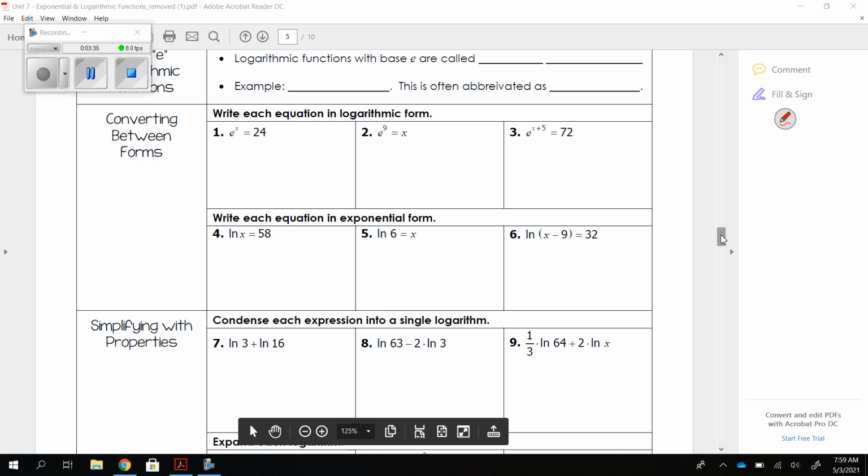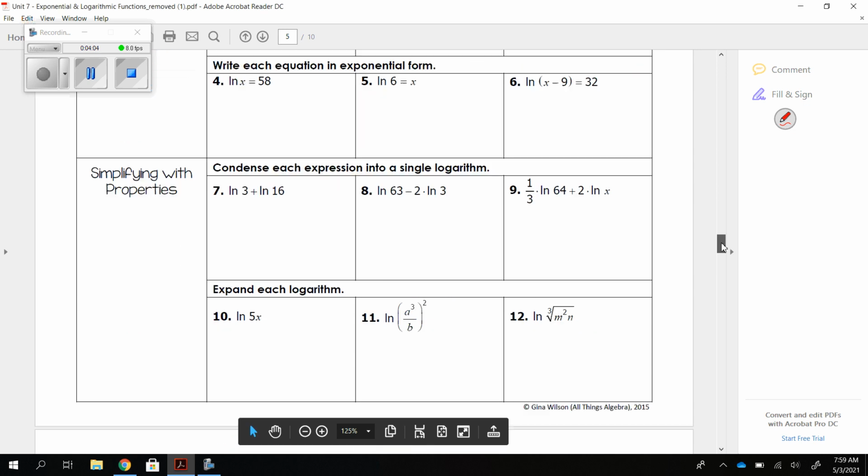Now for number 4, I'm just going to do number 4. We're going to go from log form to exponential form, so we're going to do the opposite. We see it's written ln of x equals 58. So rewritten, remember this means there's really an e there, so e, big e, to the power of 58 equals x. That's it.